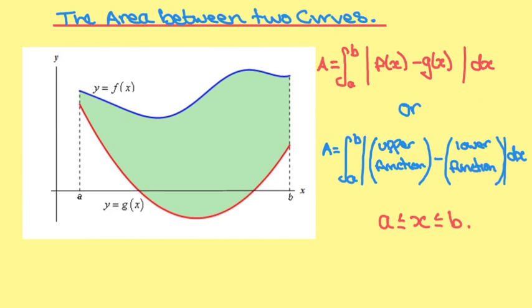This can be found using the formula: the area is equal to the integral between a and b of the modulus of f of x minus g of x dx. Or, in simpler language, the area is the integral between a and b of the modulus of the upper function minus the lower function dx, while x is between a and b. I'm now going to show you why the formula works.